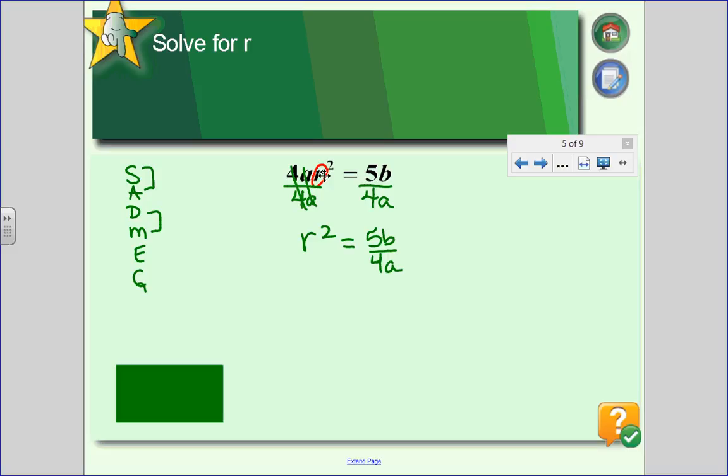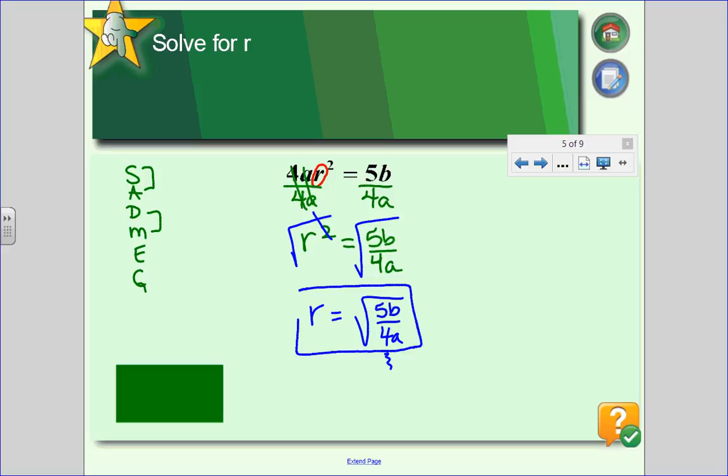To undo a square, we take the square root of both sides, because the square root of a perfect square is itself. So r is just equal to the square root of 5b over 4a. This one we would not be able to simplify further because 4 is being multiplied by a. Even though you might notice 4 is a perfect square, because we don't know a, we cannot take it any further. So that's our final answer.